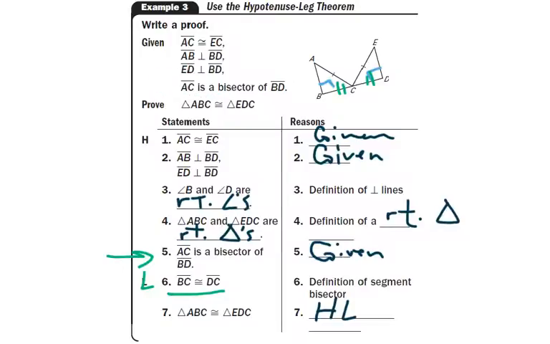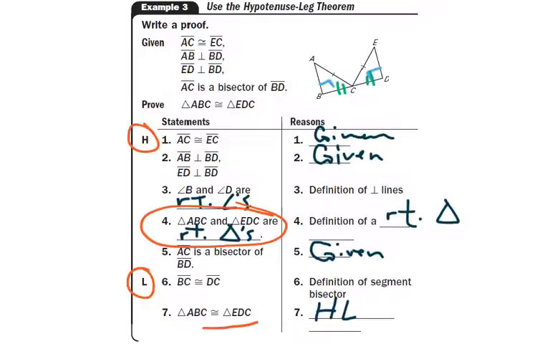Okay, so I have got my hypotenuse and my leg, and I said that it is a right triangle. So that is all the information I need to conclude that triangle ABC is congruent to triangle EDC, and the reason is hypotenuse leg.